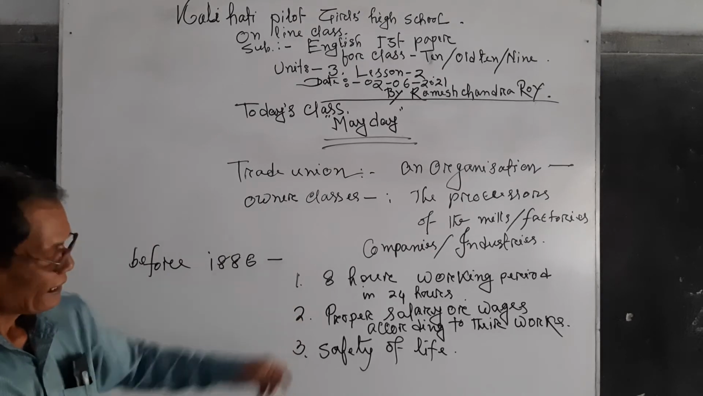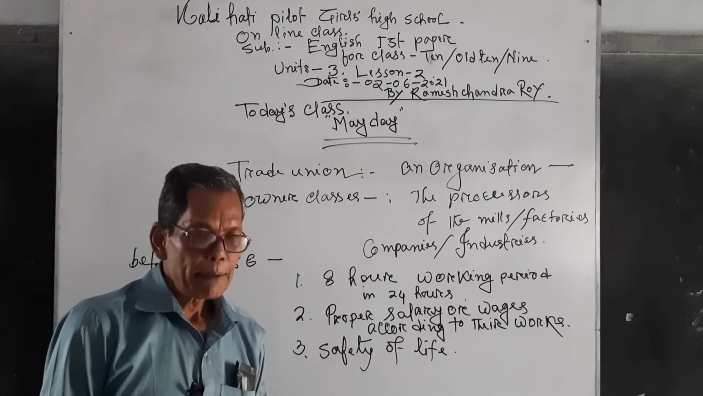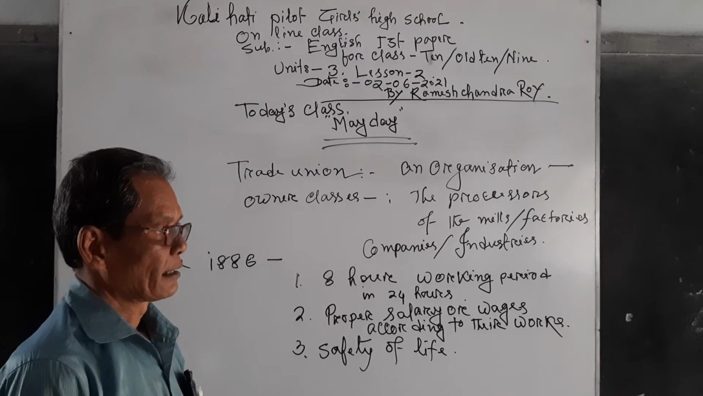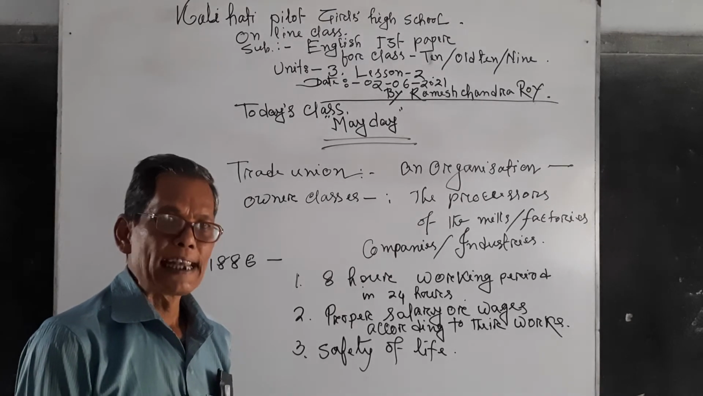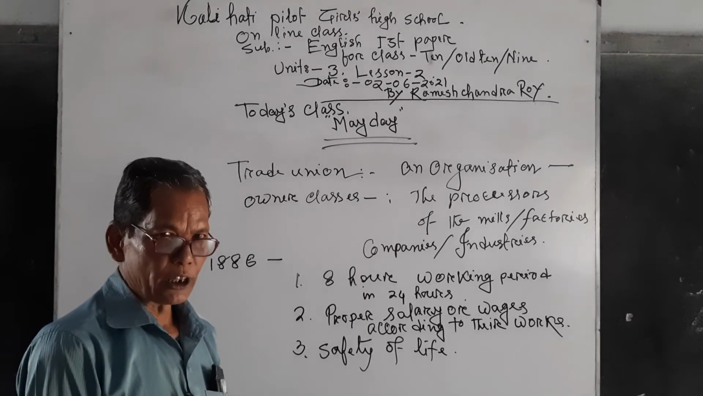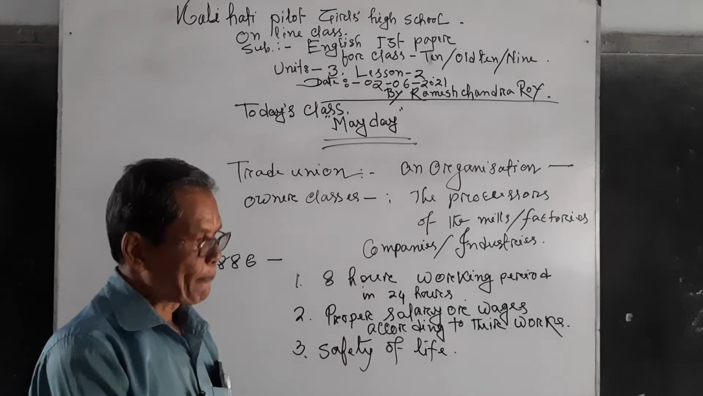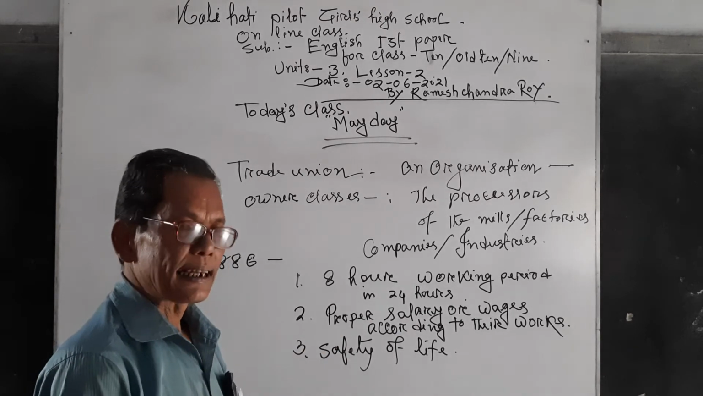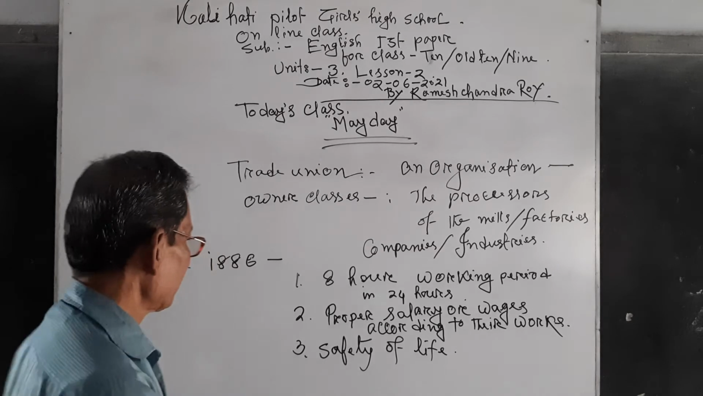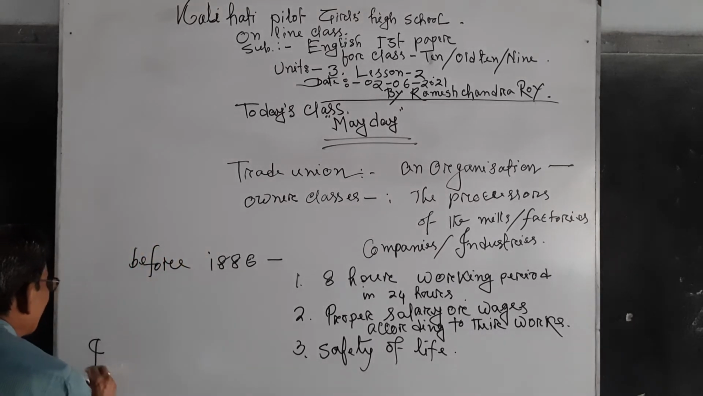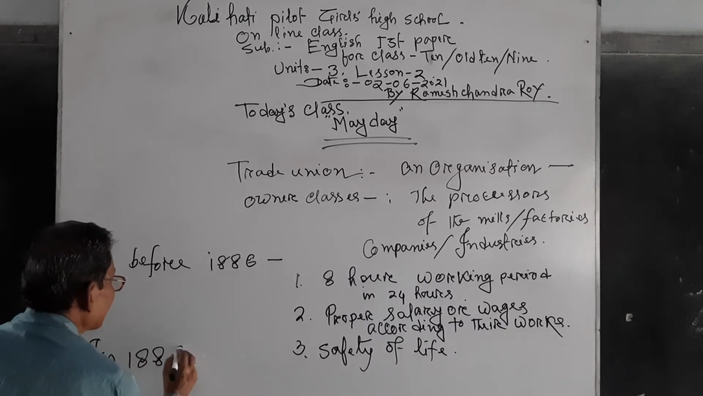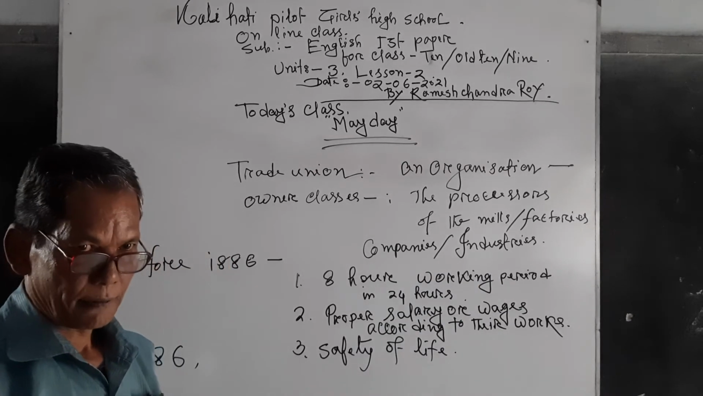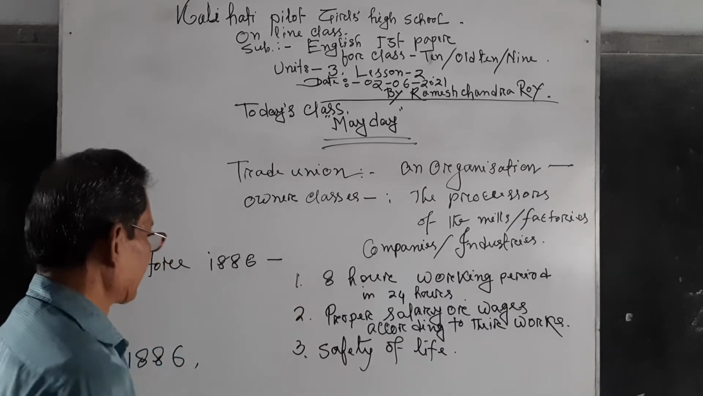But these three demands would cause great losses to the owners. That is why the owners did not agree to fulfill their demands, and for this reason a clash happened between the owner classes and the labor classes. At last, in 1886, the laborers fixed only three days for the fulfillment of their demands.